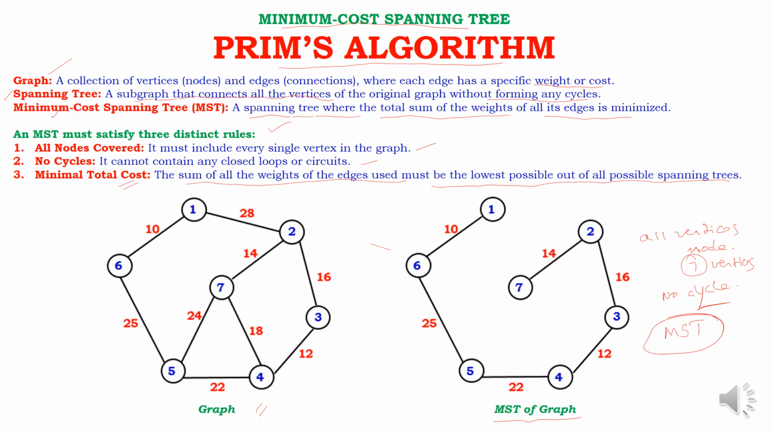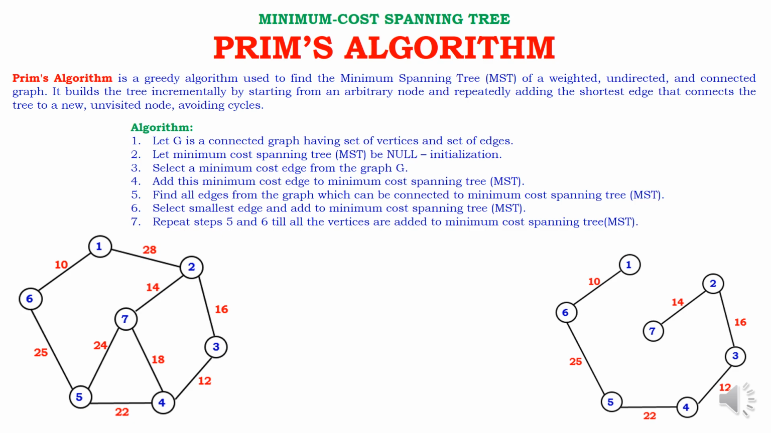Now, how to find a minimum cost spanning tree from a given graph? There are some different possibilities: using Prim's algorithm, using Kruskal's algorithm. Now we are going to discuss finding minimum cost spanning tree using Prim's algorithm. Prim's algorithm is a greedy algorithm used to find minimum cost spanning tree of a weighted, undirected, connected graph.